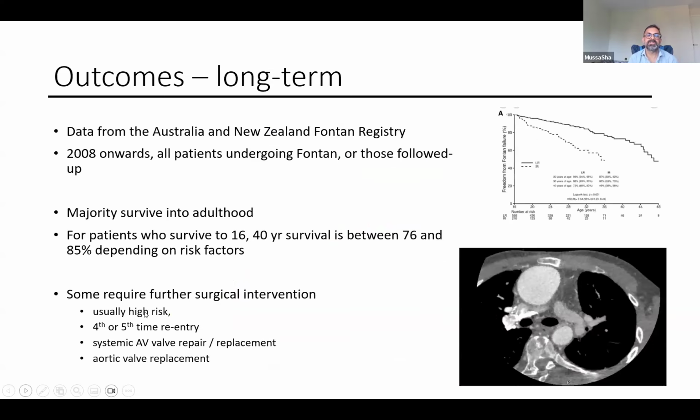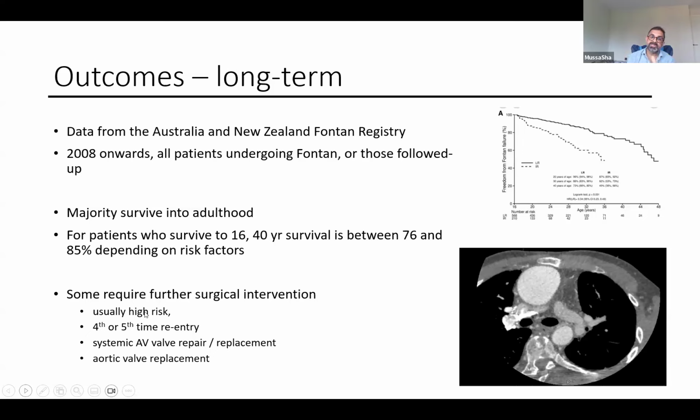And then what about in the longer term? There's a good registry that has been set up in Australia and New Zealand that you may have read about, called the Australian New Zealand Fontan Registry, started in 2008, and collecting data from all patients that underwent Fontan or those followed up in that part of the world. And the suggestion is that the majority do survive into adulthood.